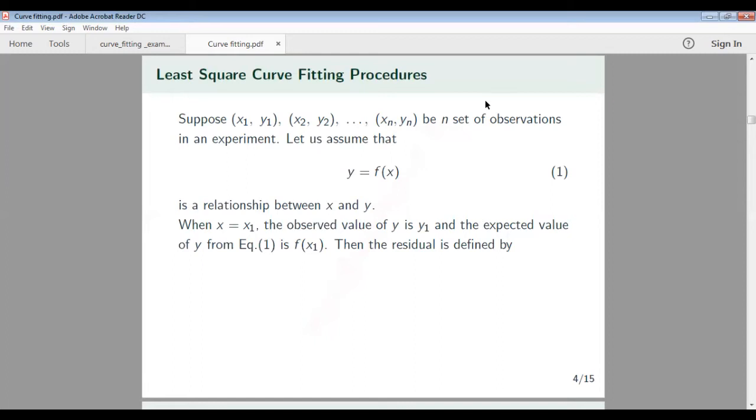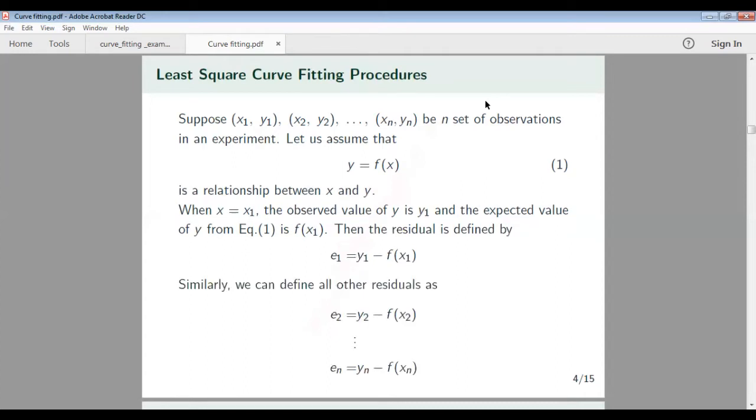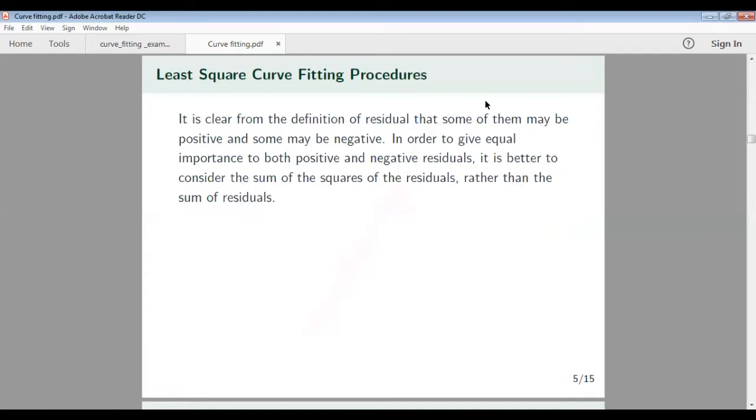Then there is a probability of a deviation from the expected result. This deviation is called the residual. The residual of the first observation is E1 equal to y1 minus f of x1. Likewise, you can have n residuals, E2 equal to y2 minus f of x2, E3 equal to y3 minus f of x3, etc., En equal to yn minus f of xn. Some residuals may be positive, some negative, some even zero.